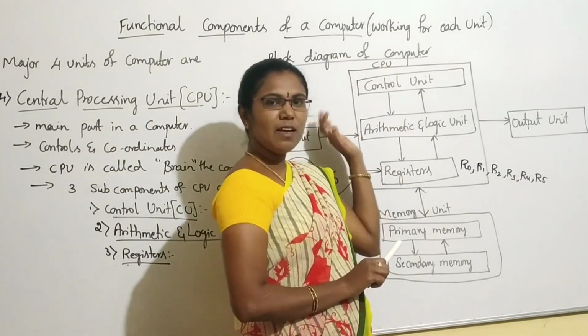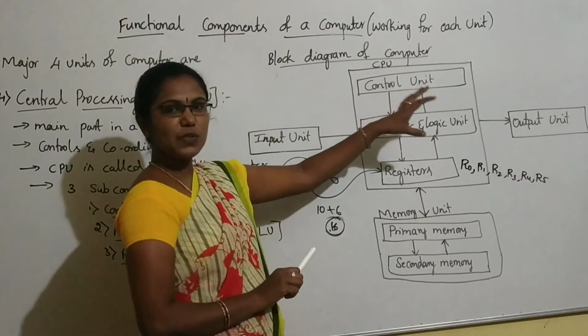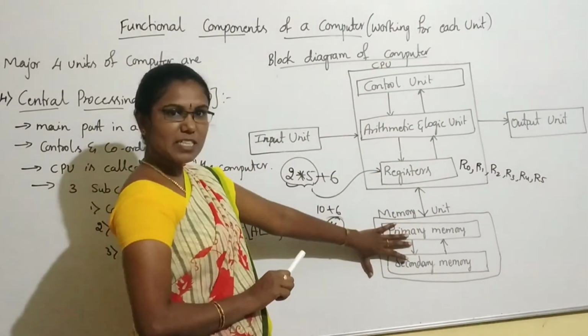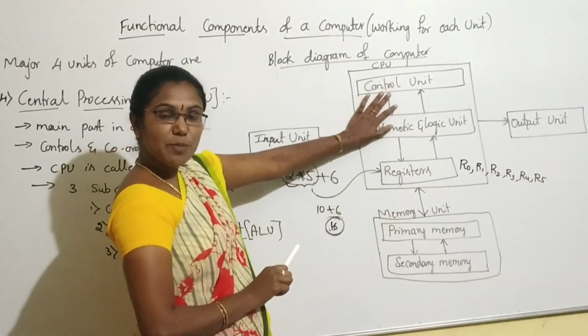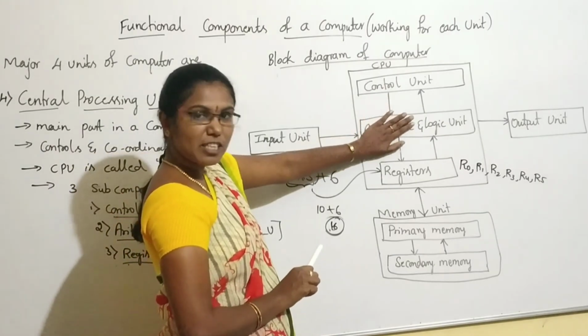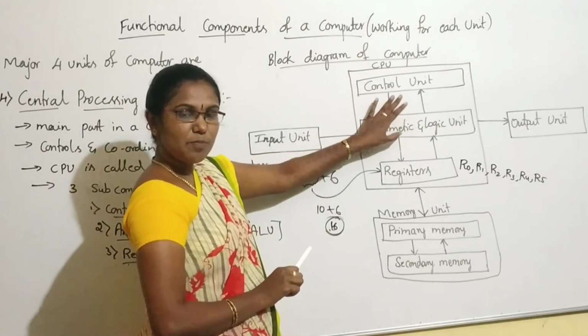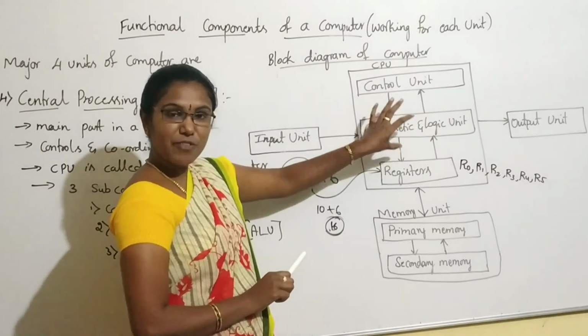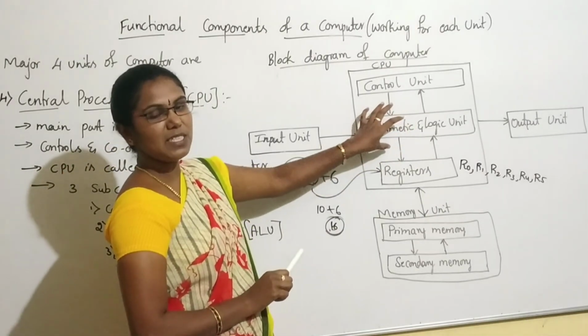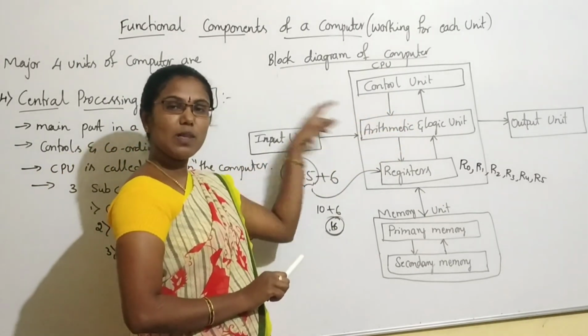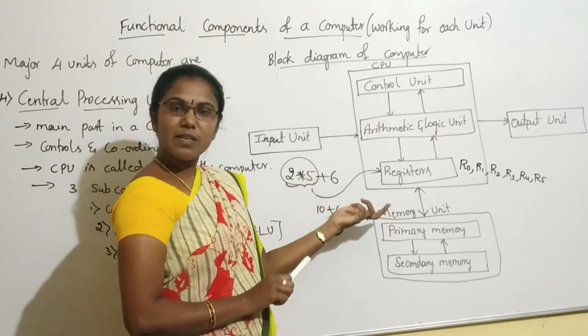What is the input unit? What is the use of the input unit? What is the use of the output unit? Why do we use the memory unit, and why is the CPU called the major part of the computer system? Understood? The CPU is called the brain of the computer system. It is called the brain because it controls and coordinates all the components connected to the CPU.